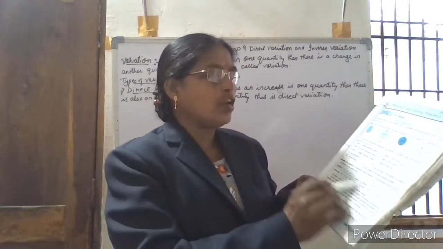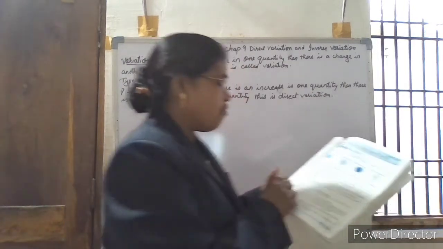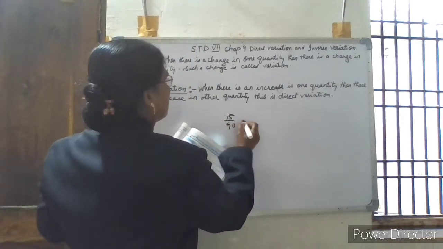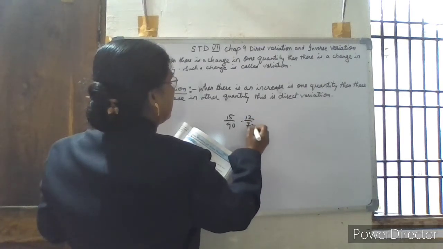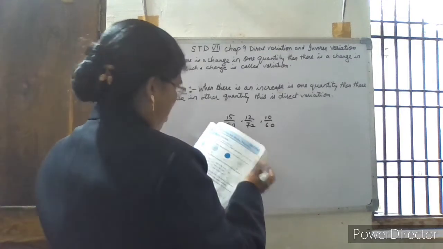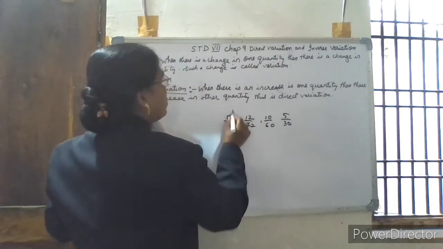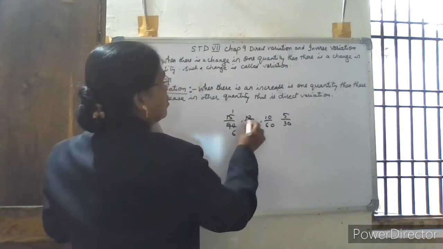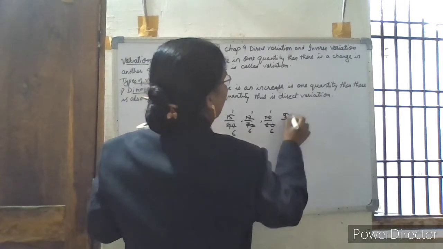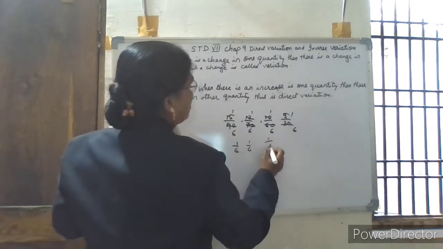So number of children upon number of notebooks. You can see this ratio as 15 by 90, 12 by 72, then 10 by 60, and 5 by 30. You can see 15 ones are 15, 6 is 90, 12 ones are 12, 6 is 72, 10 ones are 10, 6 are 60, 5 ones are 5, 6 are 30. All have the ratio as 1 by 6, 1 by 6, 1 by 6.